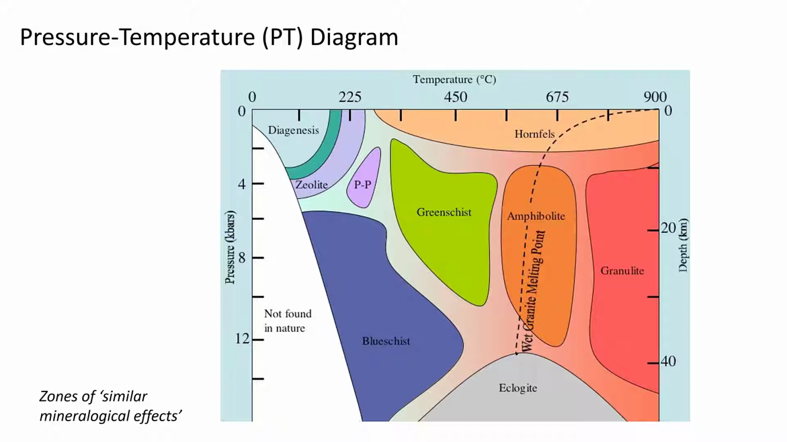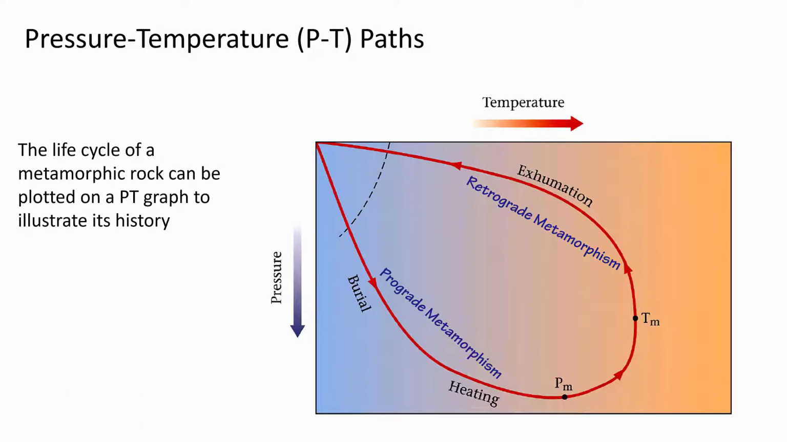Last lecture I introduced the pressure-temperature diagram, or the PT diagram, that illustrates temperature and pressure in the Earth's crust associated with metamorphism, and each zone illustrated on the diagram experiences similar mineralogical effects, or development of metamorphic minerals, during metamorphism. Now the question is, how do the rocks actually get there? To answer this question, we can look at PT paths. This is a very simplified graph, but it illustrates the life cycle of a metamorphic rock. And by plotting this life cycle on a PT graph, we can illustrate the rock's history.